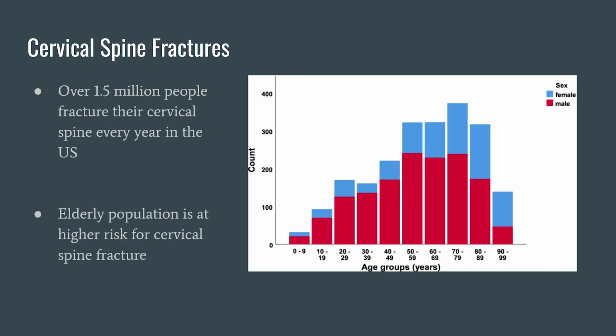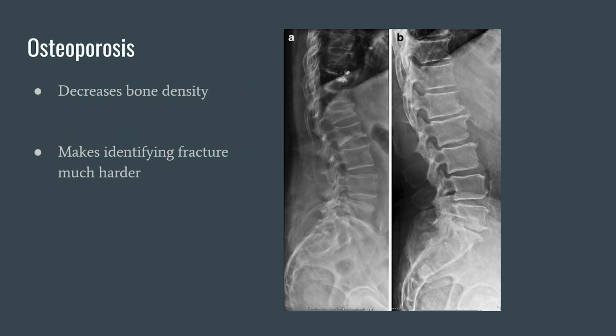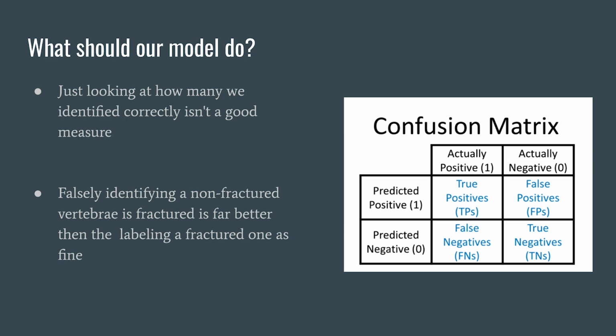There are over 1.5 million cervical spine fractures each year in the United States alone, a large portion of which are from elderly people. This is problematic because degenerative diseases like osteoporosis, which are common in elderly people, make detecting fractures dramatically more difficult. This project presents a number of real-world challenges that go beyond just training a model.